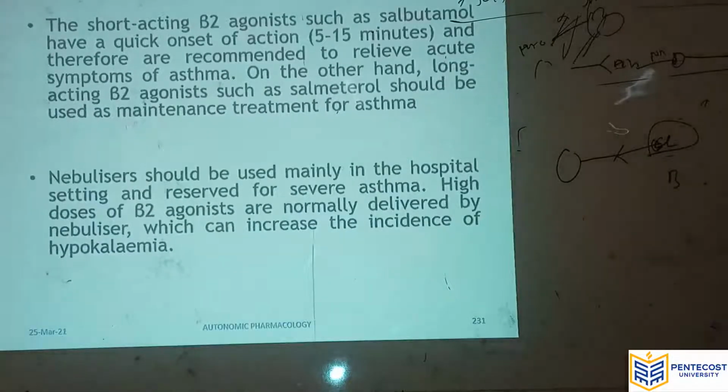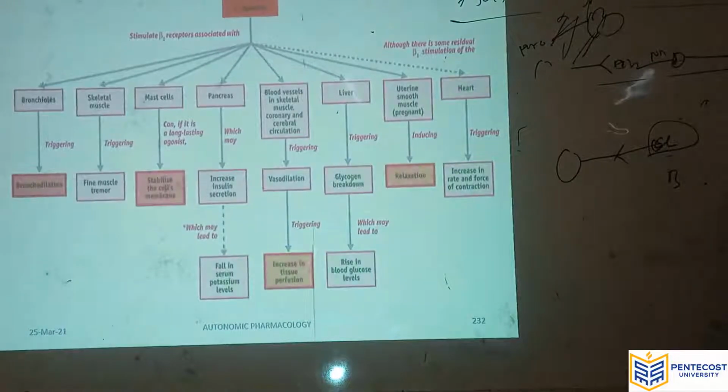So you can just read this for yourself. Now we are going to summarize the beta-2 effects on the bronchioles. This is what they are going to do: they dilate the bronchioles. On the skeletal muscle, this is just a summary of everything that we have said. If you look at this diagram, it will give you a lot of ideas. So I brought this flow chart to help you out.